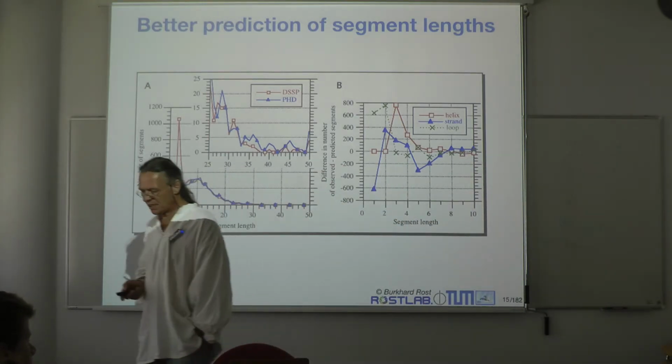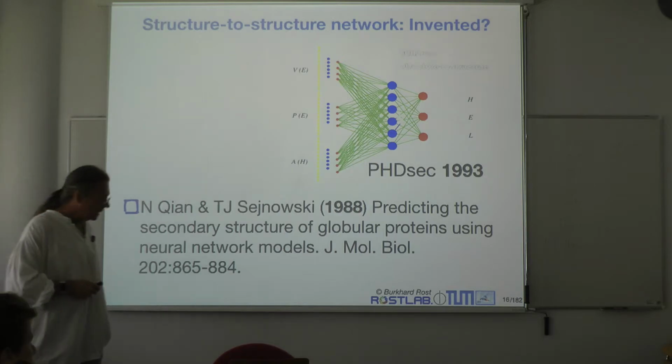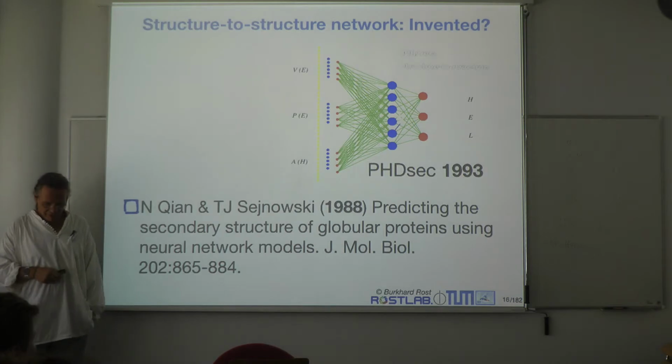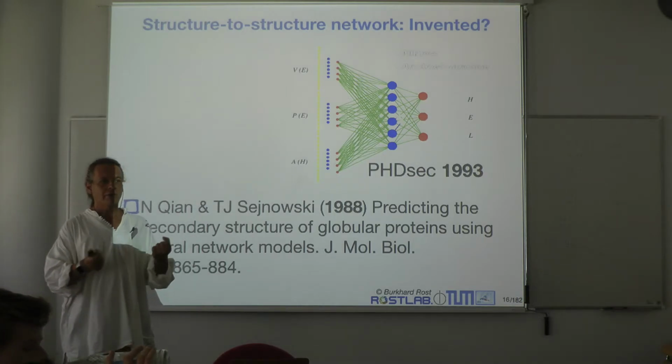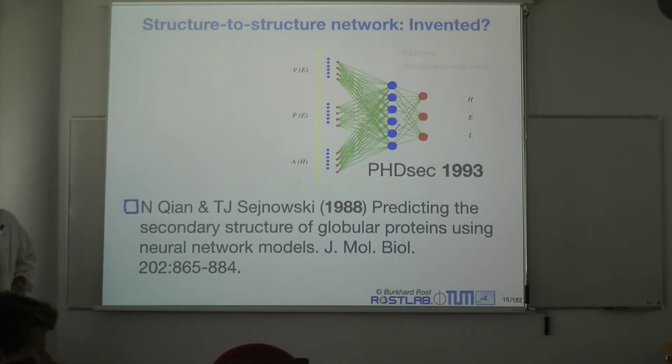The idea of the second level network was introduced, in fact, by Qian and Sejnowski in '88. Here's the solution that came 5 years later, and the reason why I sort of reinvented this is because when they introduced it, they never looked at the segment. They never looked at length. They used the second level to improve over the first level, and that didn't work. It didn't improve over the first level. So the second level network used as something that sort of refines the prediction, as that, it didn't work. Or it improved, but not in any significant way.